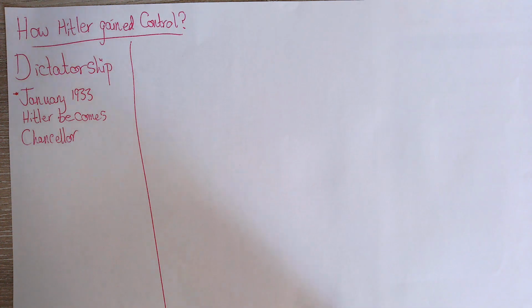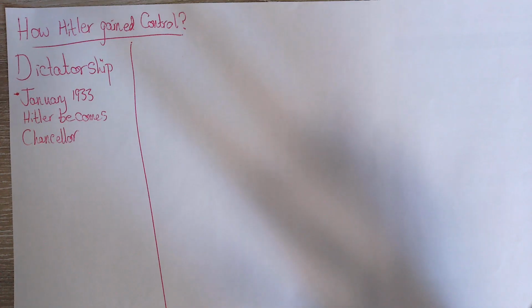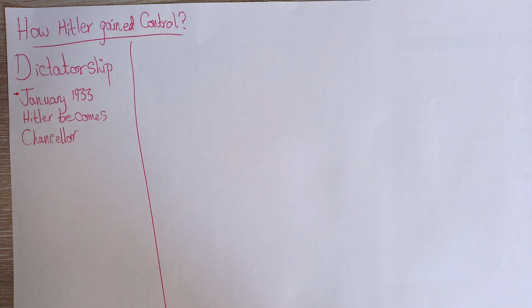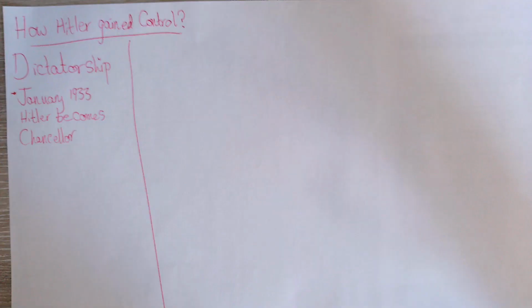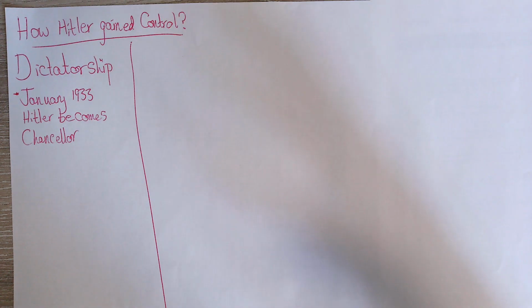So Hitler then faces several problems. One of those problems is the president. He needs to keep President Hindenburg on his side, because if President Hindenburg turns against him, then he can get rid of Hitler. So he's got to always manage that.